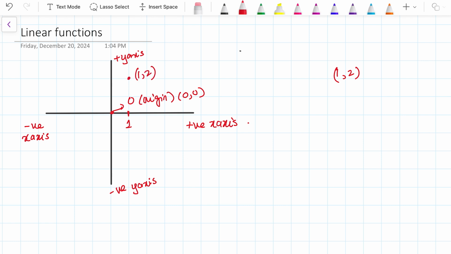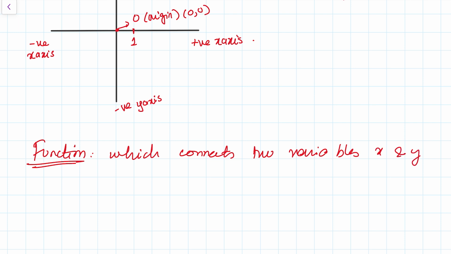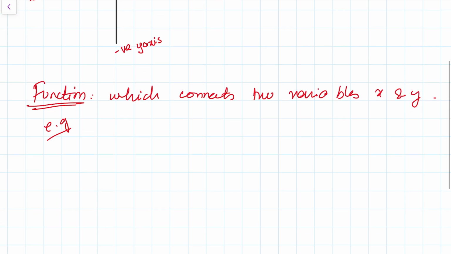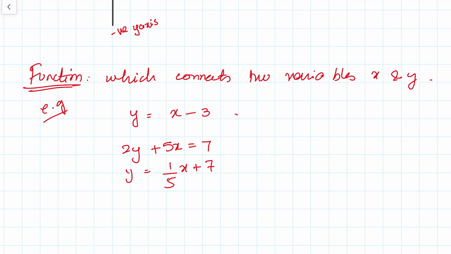Now, what's next? Function. A function is something which connects two variables, x and y. For example, you can say a function is y equals x minus 3, or 2y plus 5x equals 7, or y equals 1 upon 5x plus 7. So it can be anything. Basically, it's connecting two variables where x is the input and y is the output.